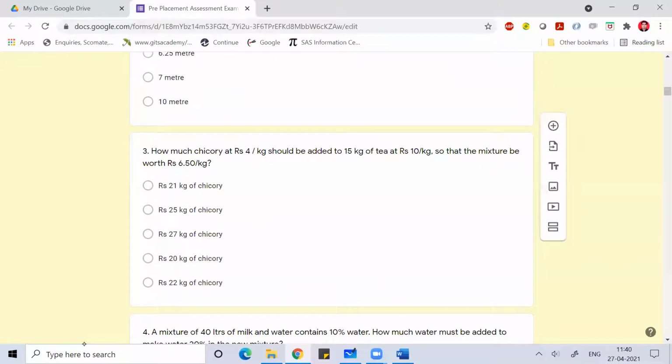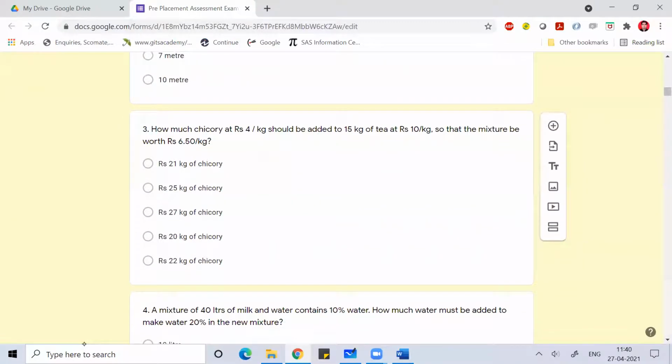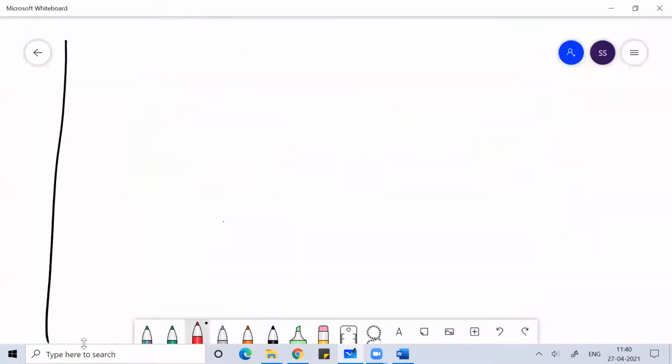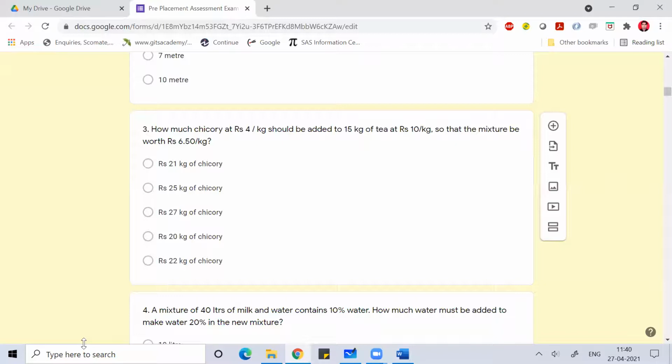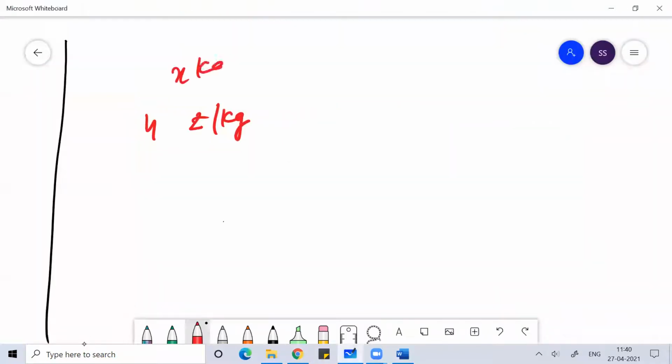Question number 3 was very easy. I think everyone would have got the answer for this kind of question. The answer is 21 kg. So how much chicory at 4 rupees per kg are you mixing? Suppose this is x kg.